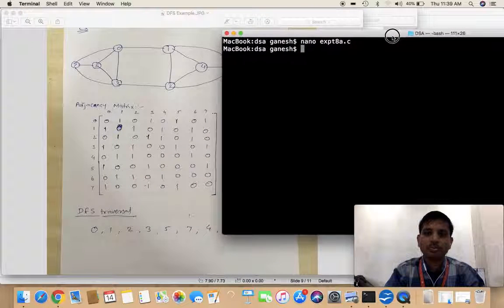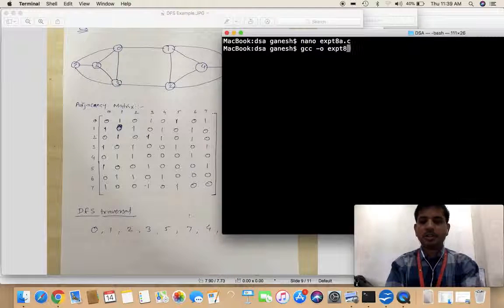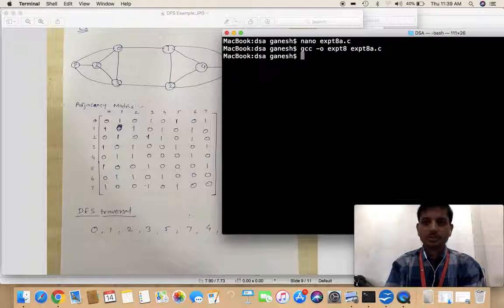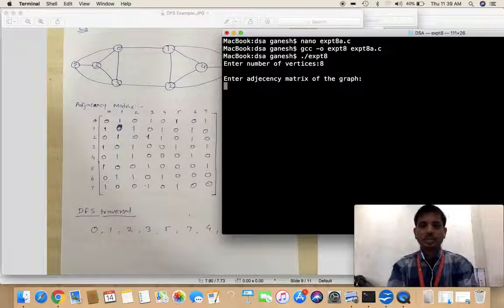So first we have to compile it. For compilation: gcc -o expt8 expt8a.c. Okay, compiled successfully, then ./expt8. Number of vertices: how many vertices are there? 8 vertices. Now first we have to enter the adjacency matrix.